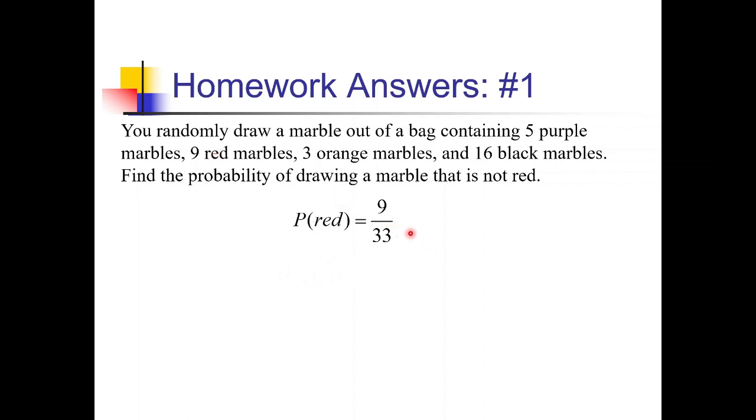And then we might as well just reduce that at this point. We can reduce this by 3's to 3 over 11. But now we wanted the probability of not red, so we'll just do 1 minus 3 over 11. And that's going to be 11 over 11 minus 3 over 11, so that is 8/11ths.